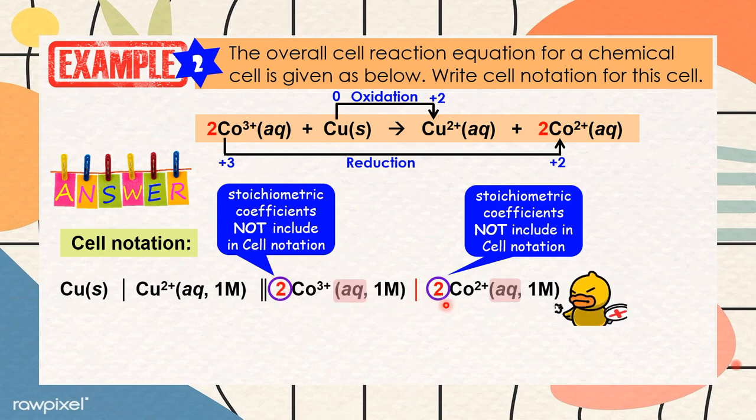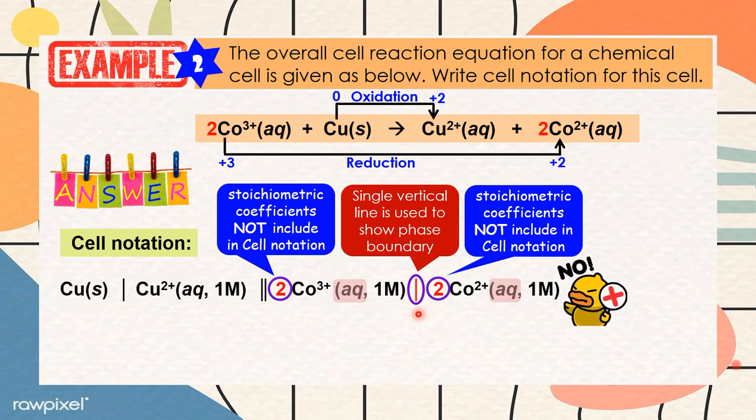The second mistake is in the half cell equation at the cathode. For the reactant and the product, the phase is the same, aqueous. So you cannot use the single vertical line because the single vertical line is used to show the phase boundary. For example, at the half cell at the anode, copper is solid and copper 2 plus is aqueous. So therefore, you can use a single vertical line to show the phase boundary.